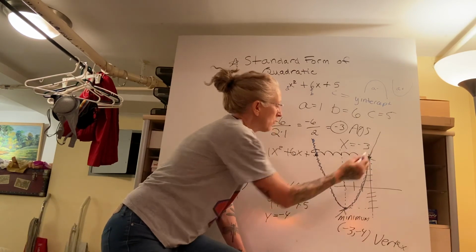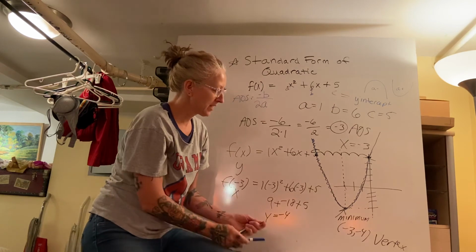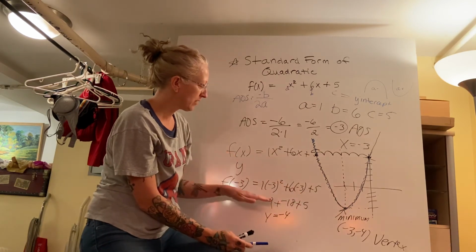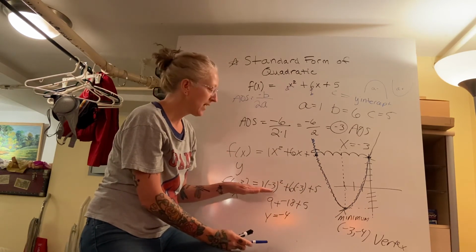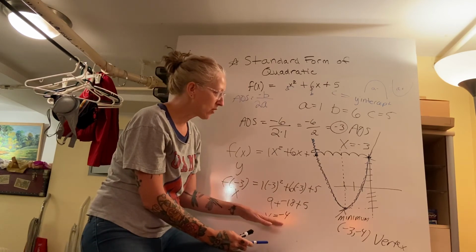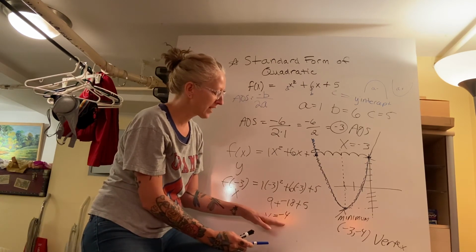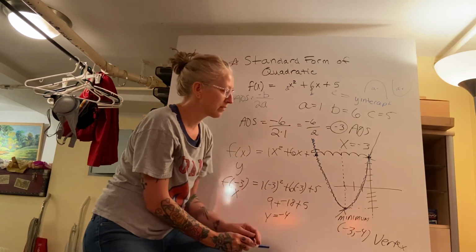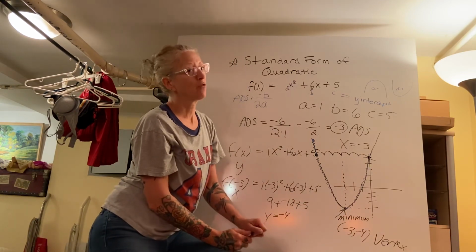So that's why you want to find the axis of symmetry, because by substituting it back into the original function for x, you solve for y, you get the y coordinate of your vertex. So now our vertex is at negative 3, negative 4. That's why we use it. So hopefully this helped.